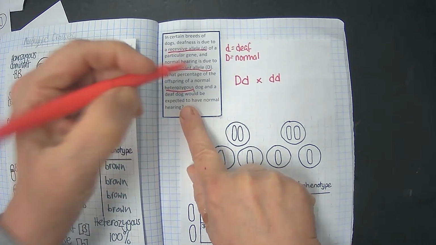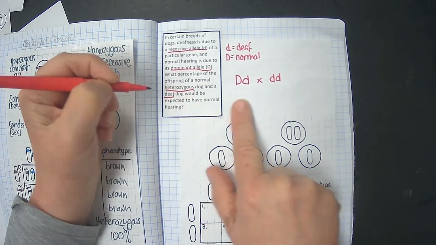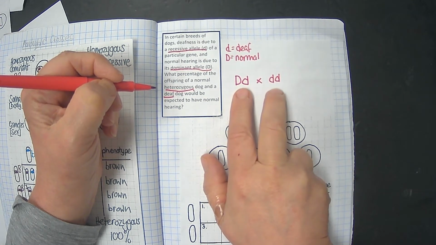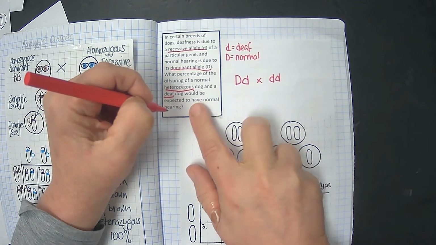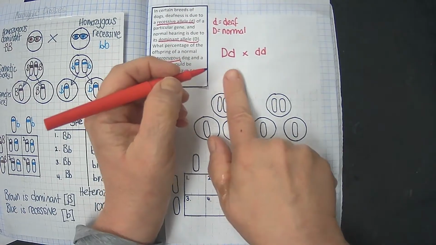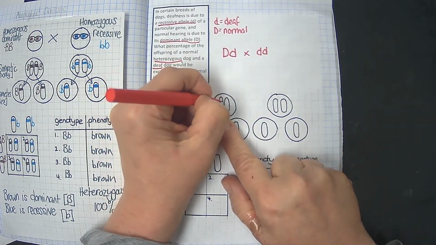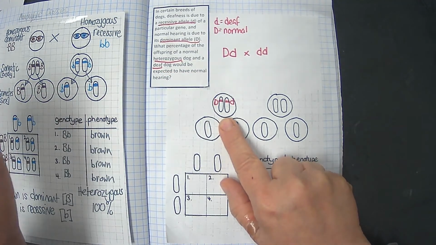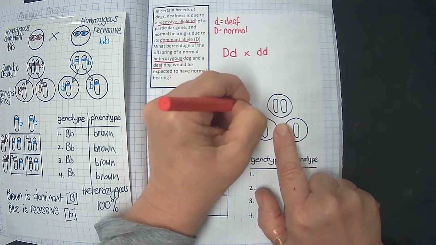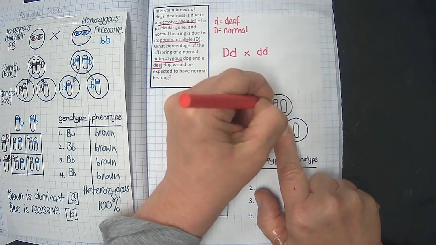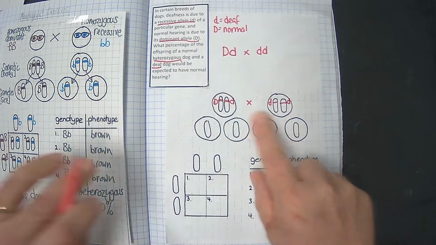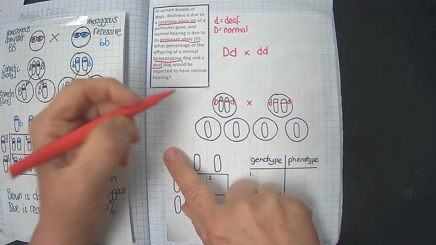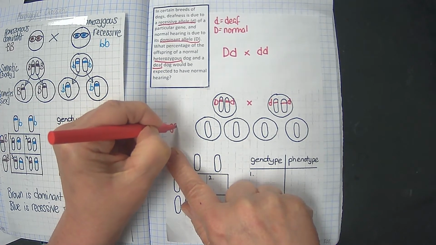So based on the word problem, I was able to work out what the genotypes of the parent dogs are, and what would have normal hearing. So I know what my genotypes are. Over here, this is going to be a big D, and this is going to be a little d. And here they're going to breed together, and this is going to be a little d, and this is going to be a little d. And this is the somatic cells, the body cells. So the next thing I need to do is split these into gametes.